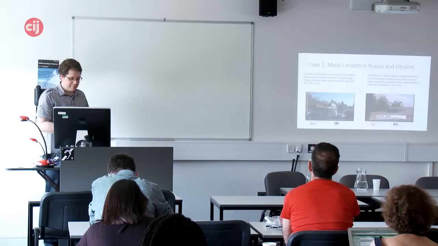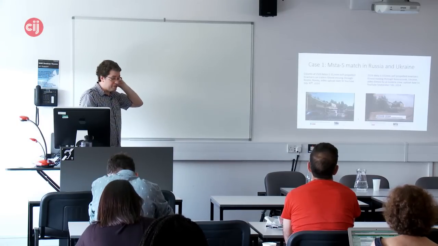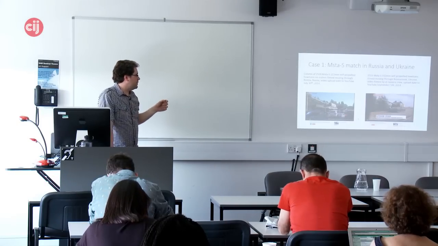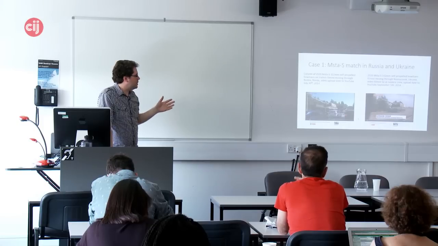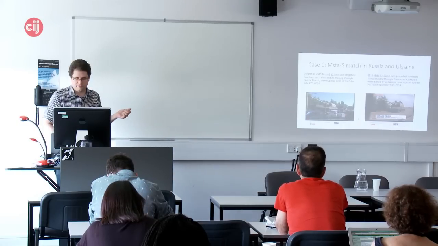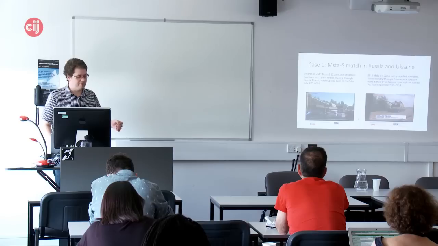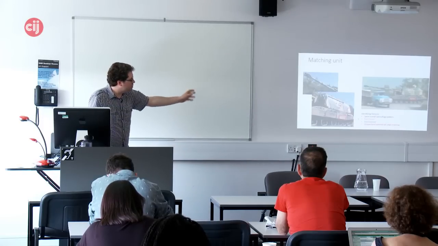And using the same database, we were able to match different vehicles. So on the left-hand side, we have a MSTA-S self-propelled howitzer in Russia on July 30th. And on the right-hand side, we have the same one in Ukraine on September 5th. And we know it's the same one because it's got very unusual markings.